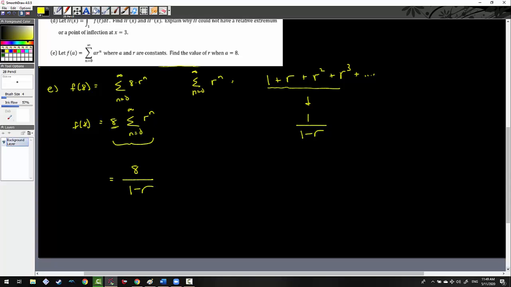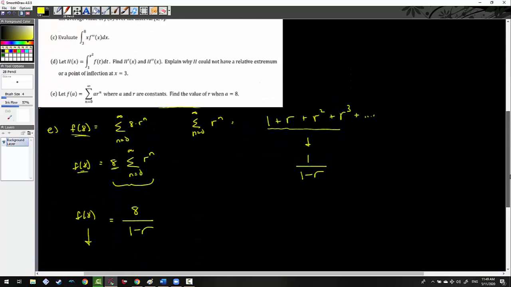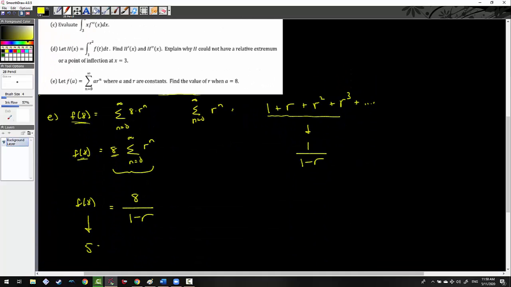Well, remember, all of this stuff from the beginning was always equal to f of 8. And what is f of 8? Well, I believe the table actually does tell me what that is. It's 5. So 5 is equal to 8 over 1 minus r. So I end up with 5 times 1 minus r equals 8. 1 minus r equals 8/5. If I move some junk around, I will get 1 minus 8/5 is equal to r.